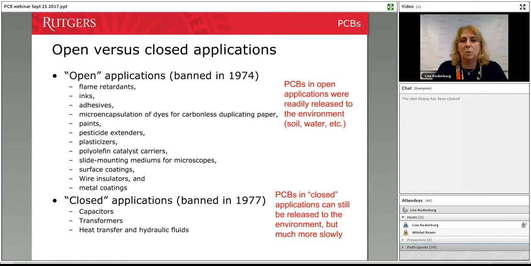So those open applications were banned in 1974. The closed applications were allowed to continue for a little bit longer. And that includes, again, capacitors, transformers, and the kinds of hydraulic fluids that are contained within the equipment. But unfortunately, for example, transformers, they do leak. They do leak over time. And certainly transformers that were built in the 1970s and contain PCBs, if they're still in use, they're getting pretty old. And unfortunately, that means that they are starting to leak more and more. So even though these are quote unquote closed applications, they do have the possibility of releasing PCBs back to the environment.